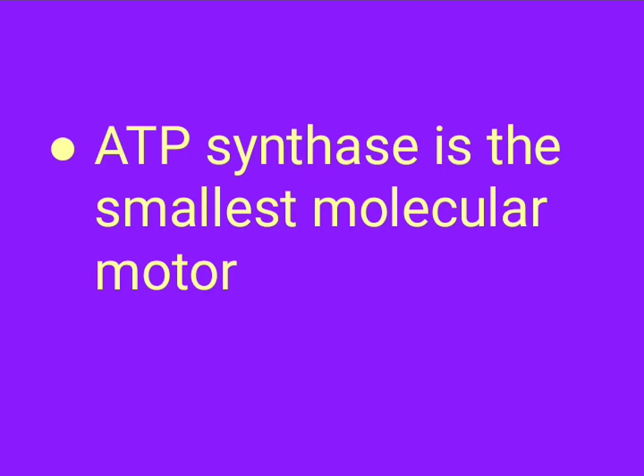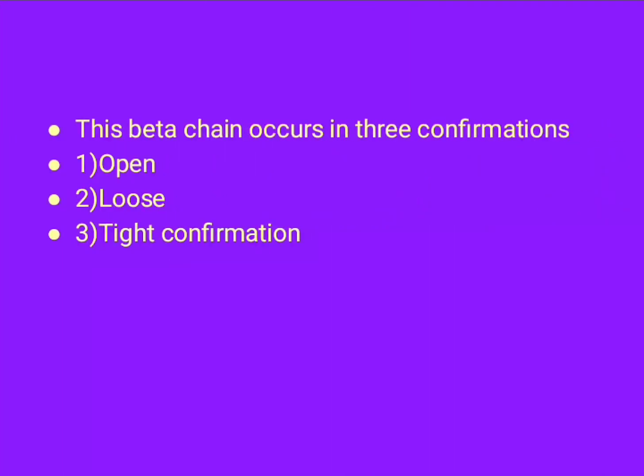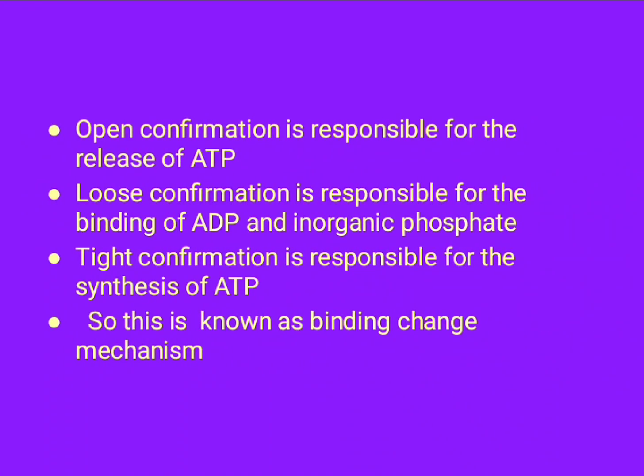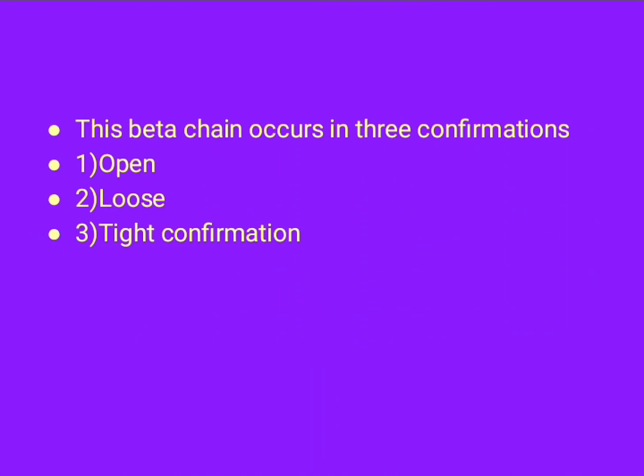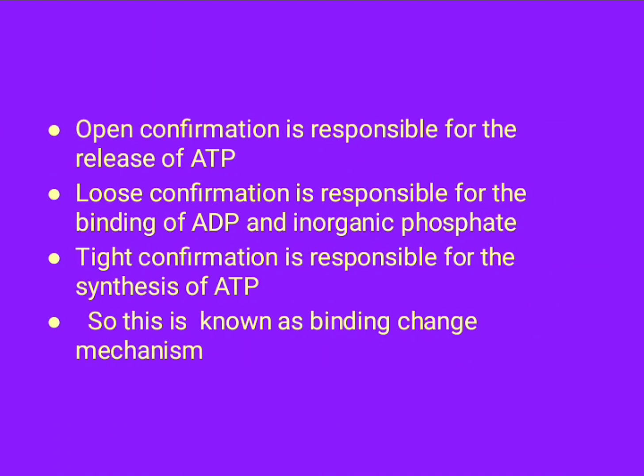So ATP synthase is the smallest molecular motor that transfers the hydrogen ions from outside the membrane to inside the membrane. Actually, the beta chain that is undergoing the conformational changes has 3 conformations. One is the open, second one is the loose, and the third is the tight conformation. The open conformation is responsible for the release of ATP, and the tight conformation, the third one, is also responsible for the release of ATP, and the loose conformation is responsible for the binding of ADP and inorganic phosphate.